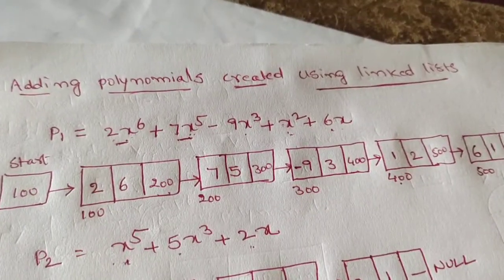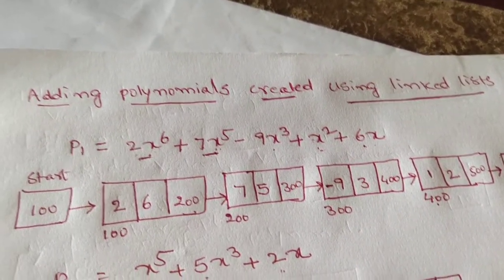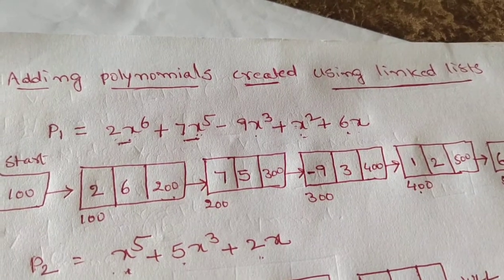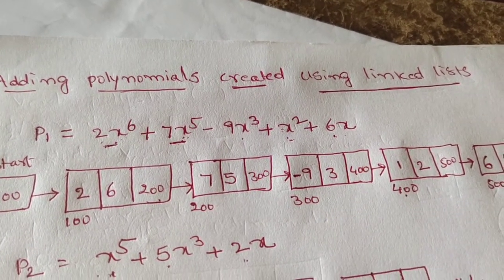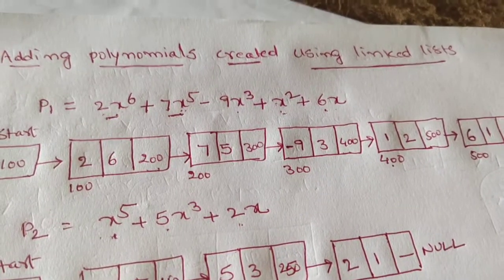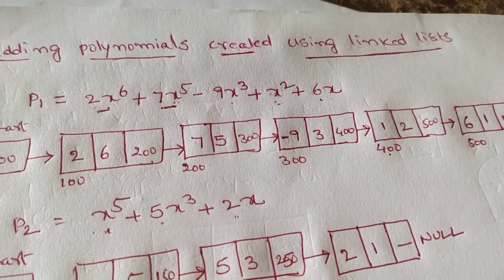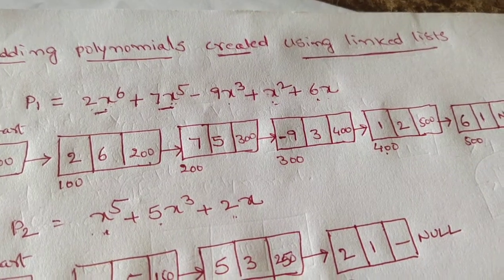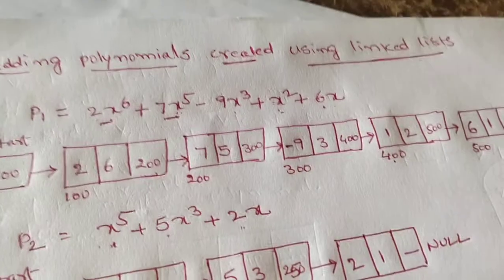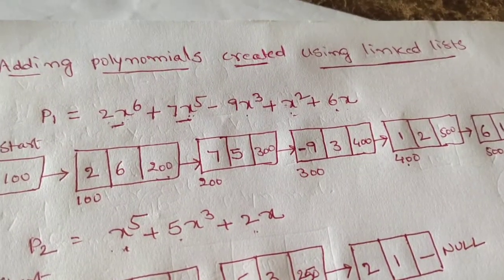Good morning everyone. Today we are discussing how to add two polynomials which are created by using the linked list. Let us consider the first polynomial p1 equal to 2x to the power of 6 plus 7x to the power of 5 minus 9x cube plus x square and 6x.